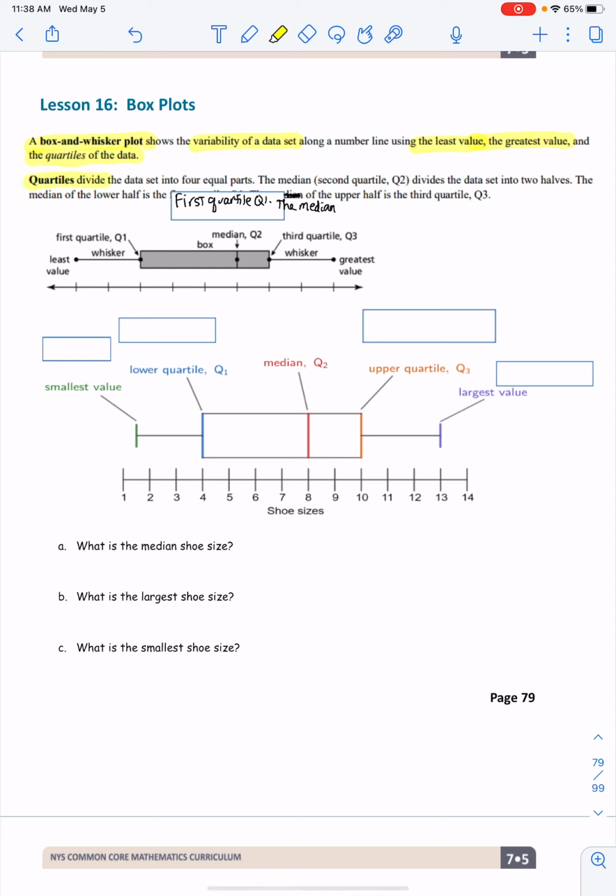Quartiles divide the data into 4 equal parts. The median, in other words, the middle number, is the second quartile. That divides the data set into 2 halves. The median of the lower half is the first quartile.